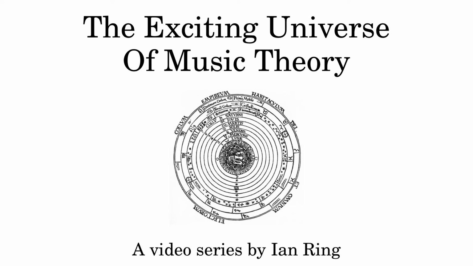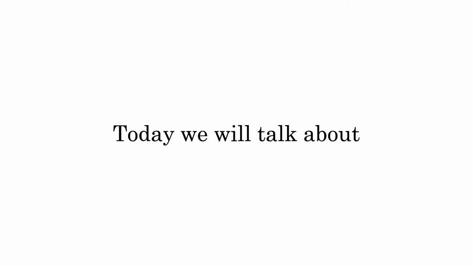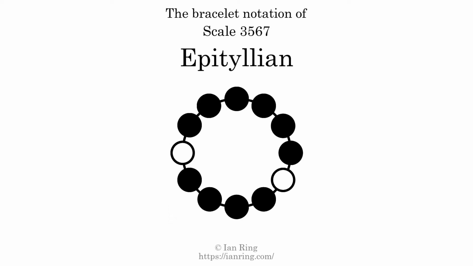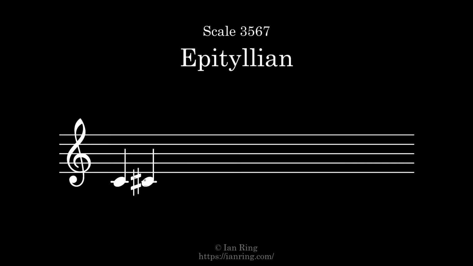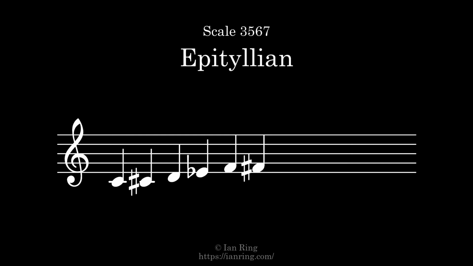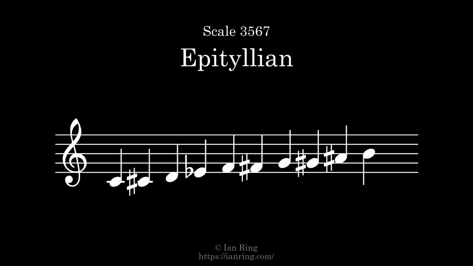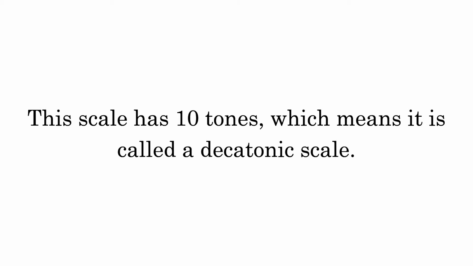Welcome to the exciting universe of music theory. Are you ready to learn? Then let's begin. Today we will talk about scale 3567, Epityllian, which sounds like this. This scale has 10 tones, which means it is called a decatonic scale.